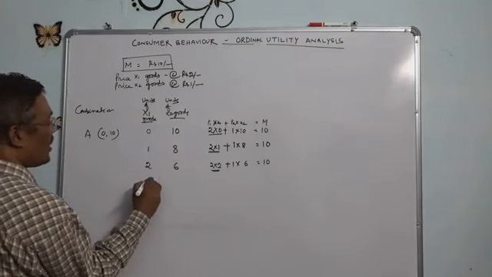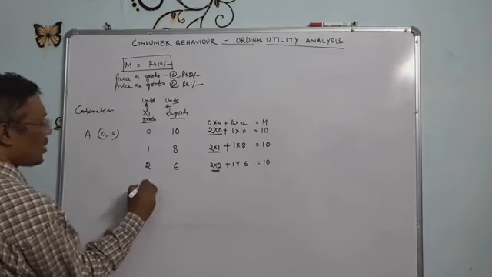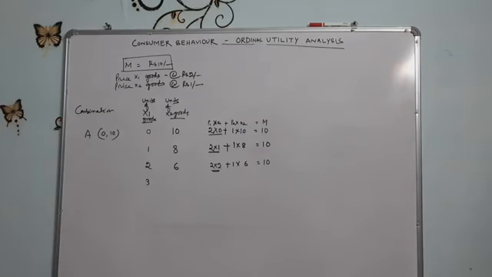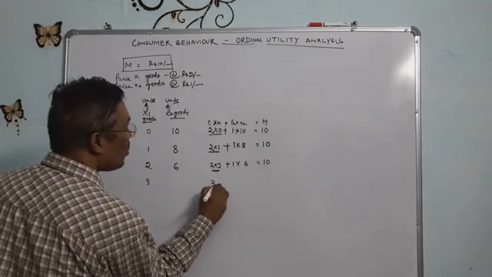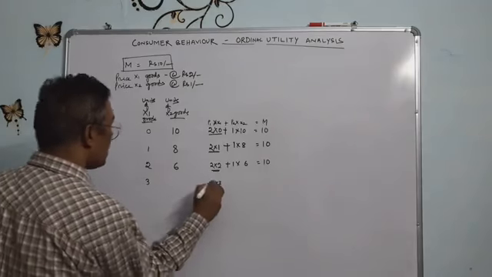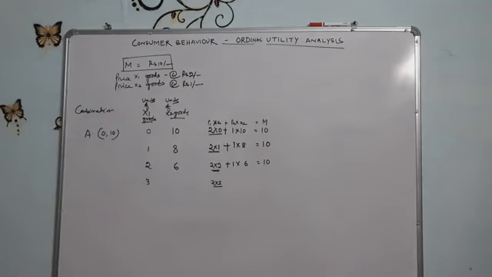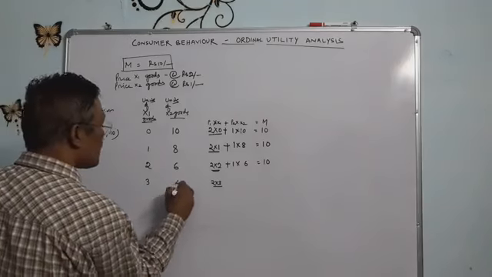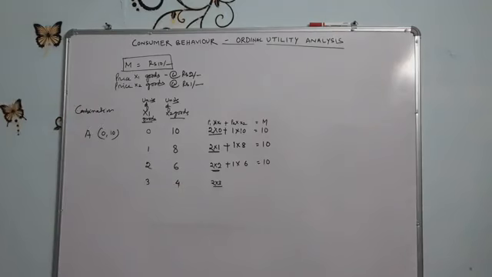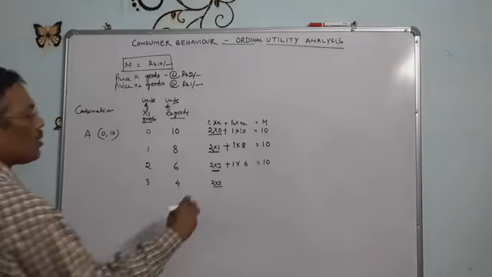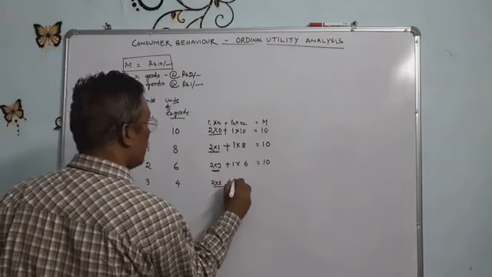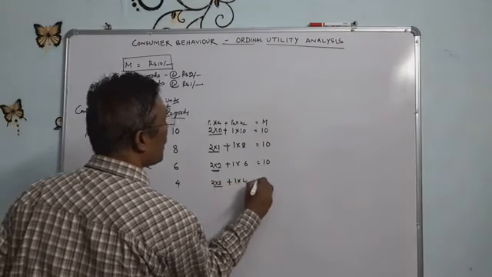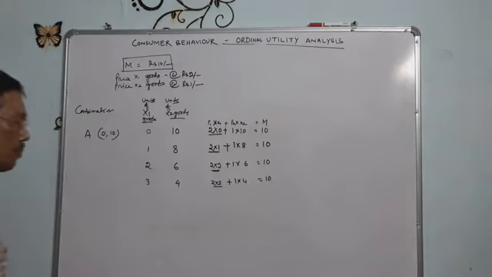If you purchase 3 units of good x1, it means 2 into 3 rupees, so 3 units equal 6 rupees spent. The remaining is 10 minus 6, which is 4 units. Those 4 units of goods you will purchase from x2, so the total money will be 1 into 4, equal to 10 rupees.